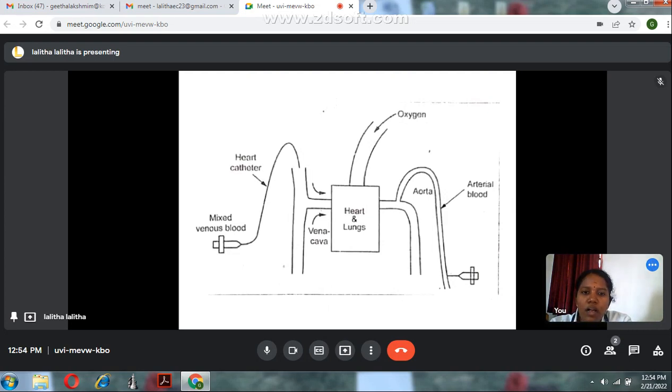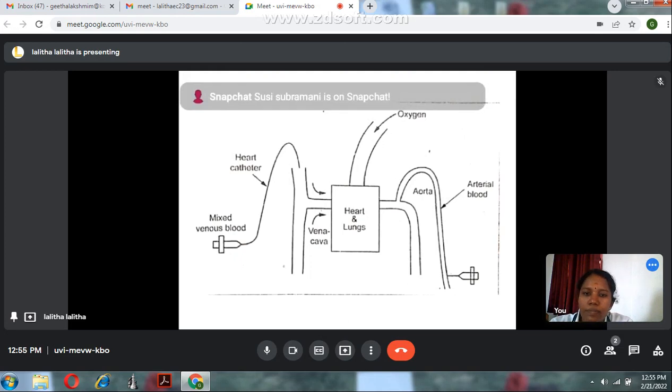Next one, this is the heart and lung, that is the pulmonary function of the heart. So this is the Fick method. Here the center part is the heart and lungs. Mixed venous blood enters into the vena cava and oxygen enters, and the artery removes the blood from the heart. So this is the general heart and lungs, that is the pulmonary function. Oxygen enters the heart here, and then through the heart catheter the mixed venous blood enters the heart, and the arterial blood is removed from the aortic valve. So this is the general pulmonary function of heart and lungs.